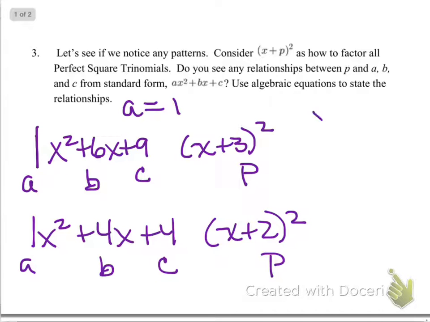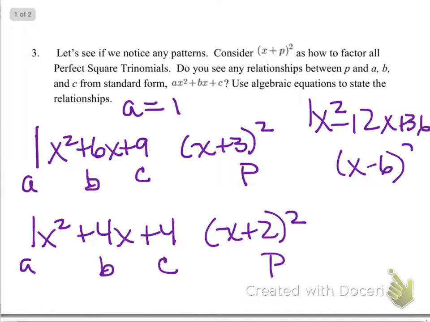Okay, and then finally we had x squared minus 12x plus 36. And that was x minus 6 squared. And same idea, we have A, we have B, we have C, and that was P. So go ahead and pause the video, and I want you to see if you notice any patterns. And if you do, see if you could start writing some algebraic equations to state those patterns. So pause and try that on your own.